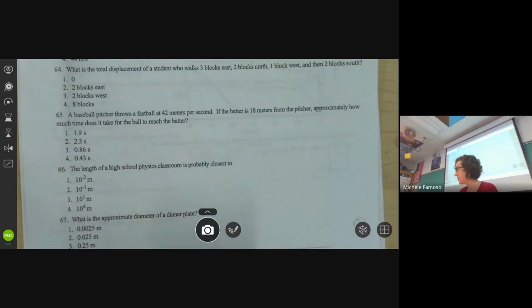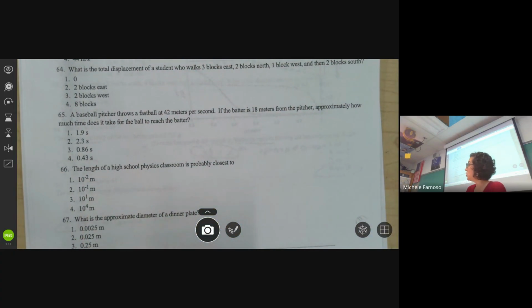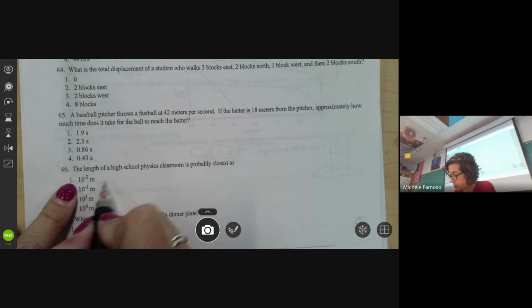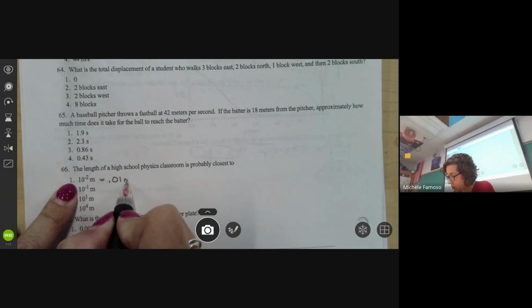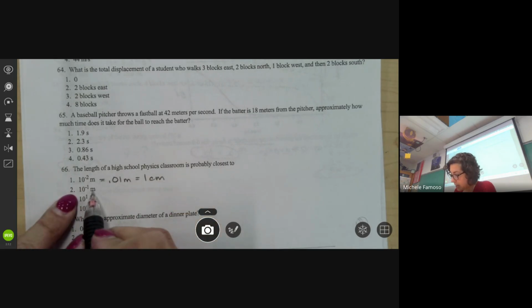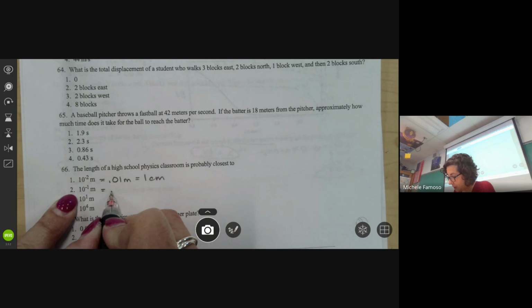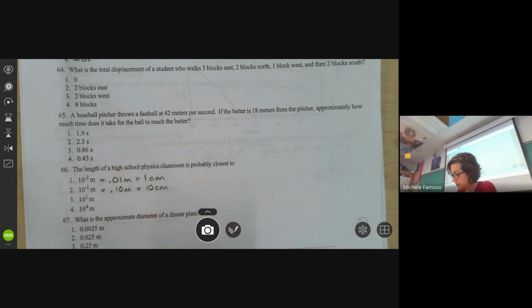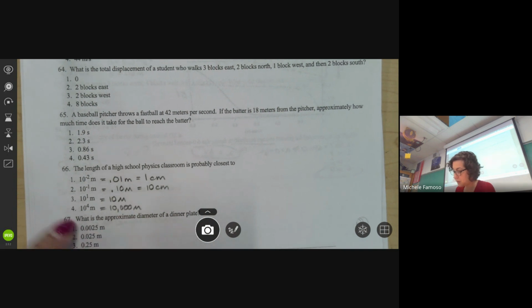Length of a high school physics classroom. Let's just change these to meters, get them out of scientific notation, which your calculator can do for you. This would be 0.01 meter. That's the same thing as 1 centimeter. 10 to the negative 1 meters would be 0.10 meters. That's the same thing as 10 centimeters. 10 to the 1 meters would be 10 meters. 10 to the 4 meters would be 10,000 meters.